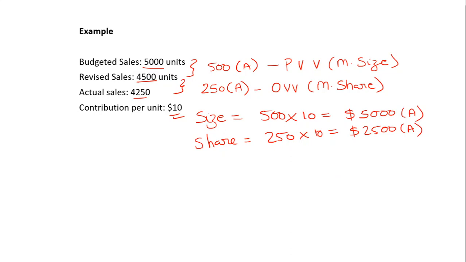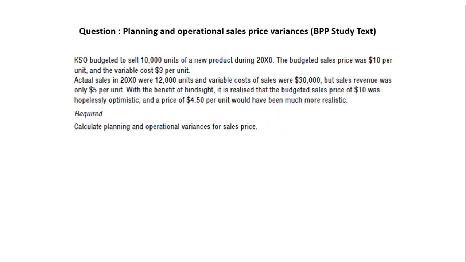Let's have a look at a slightly more complicated example. It says over here, KSO budgeted to sell 10,000 units of a new product in the year 2000. The budgeted sales price was $10 per unit and the variable cost was $3 per unit. Actual sales in the period were 12,000 units and the variable cost for those 12,000 units was $30,000. But the sales revenue was only $5 per unit. So remember, as per original budget, we were supposed to sell it at $10 per unit, but now we were able to sell it at only $5 per unit.